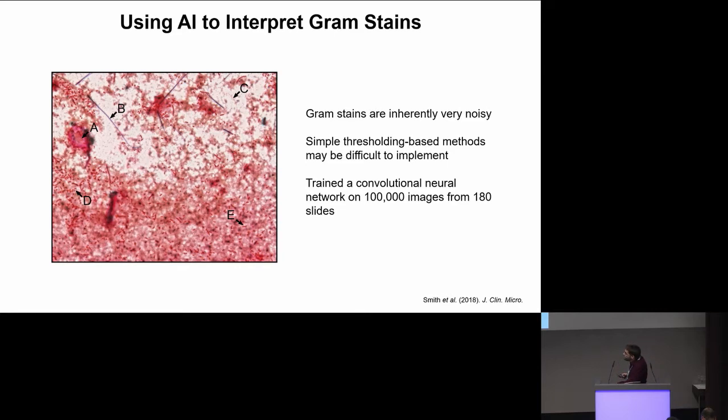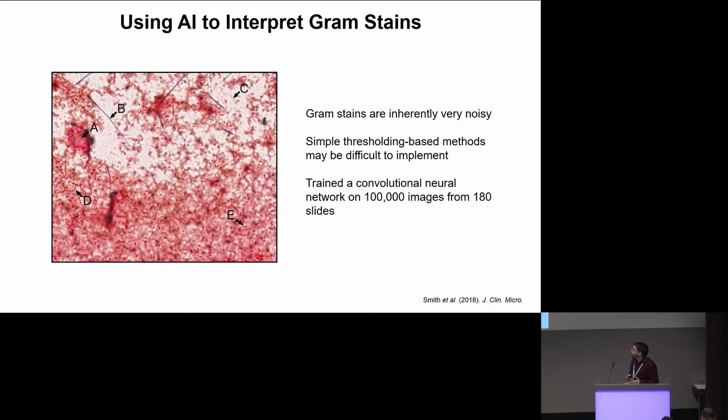And if you can appreciate it, you can start to see sneaking around in here little gram-negative rods. So that makes interpretation a bit difficult. And I would suggest that, I would love to just implement a simple thresholding method and say pick out everything that's the appropriate shade of pink or red, but that becomes very difficult with all this background in the images.